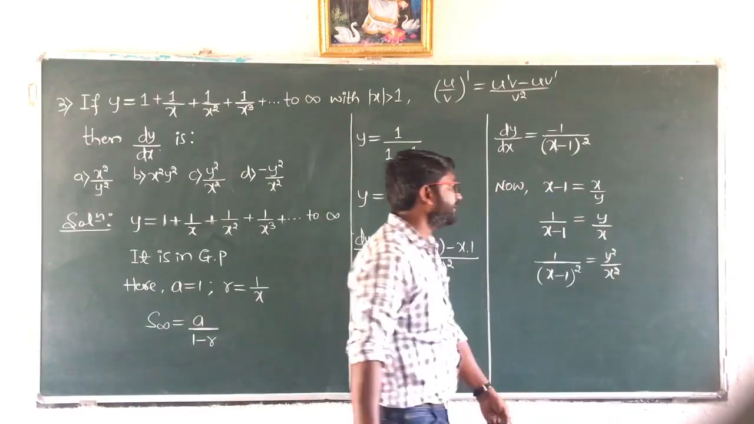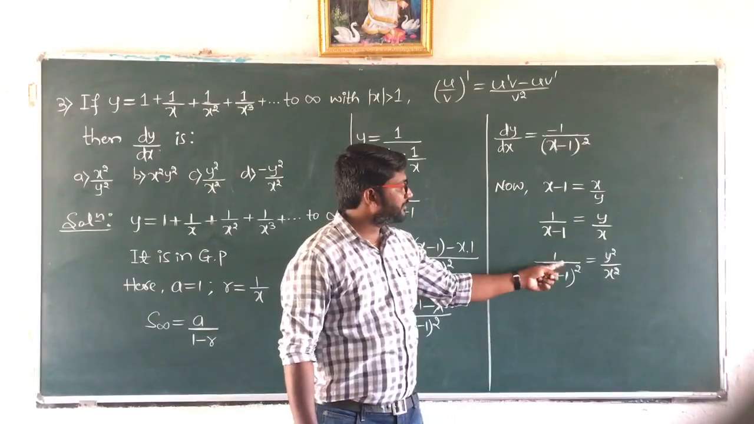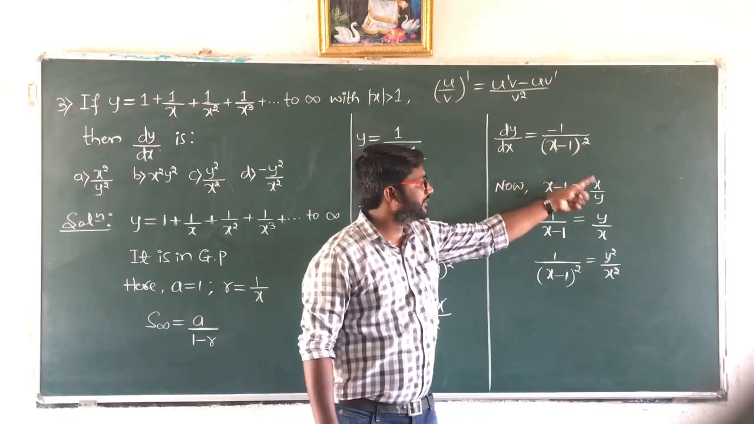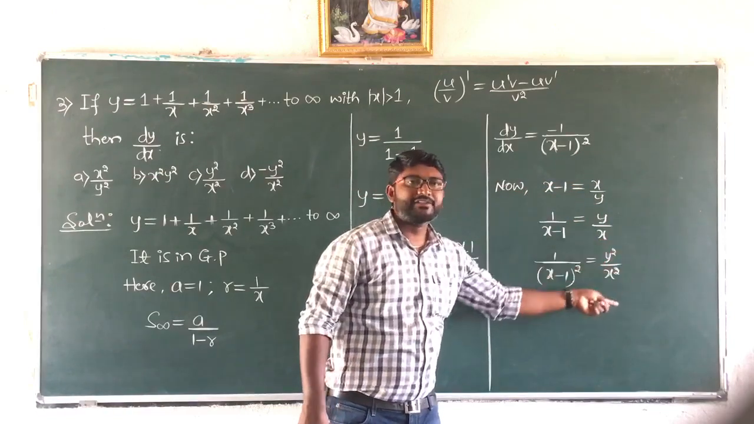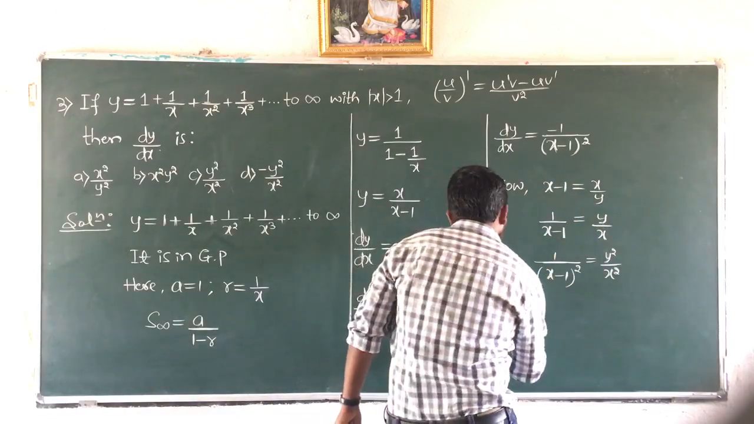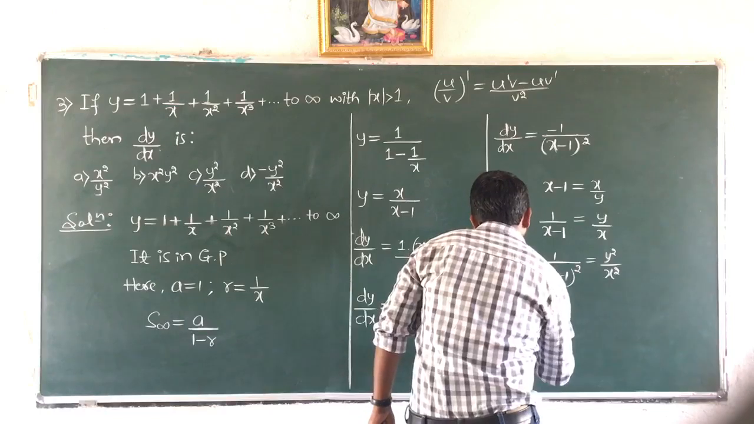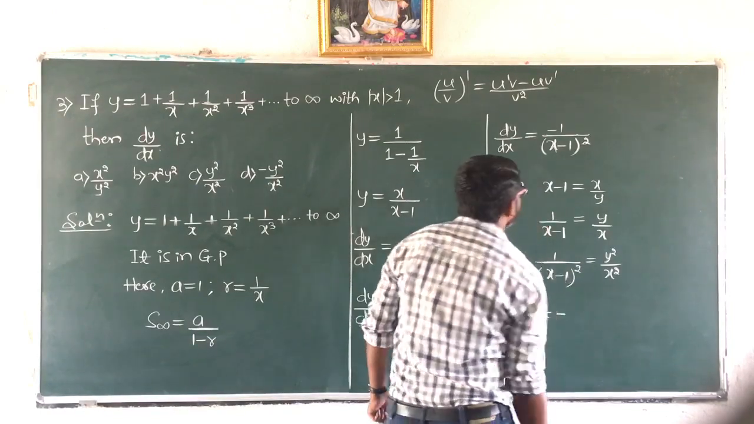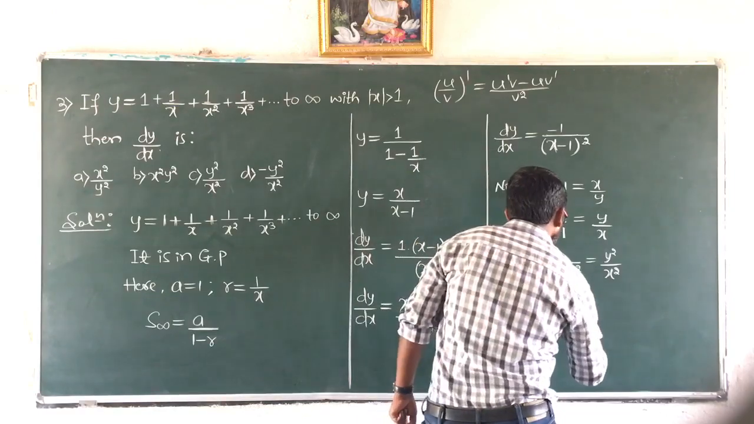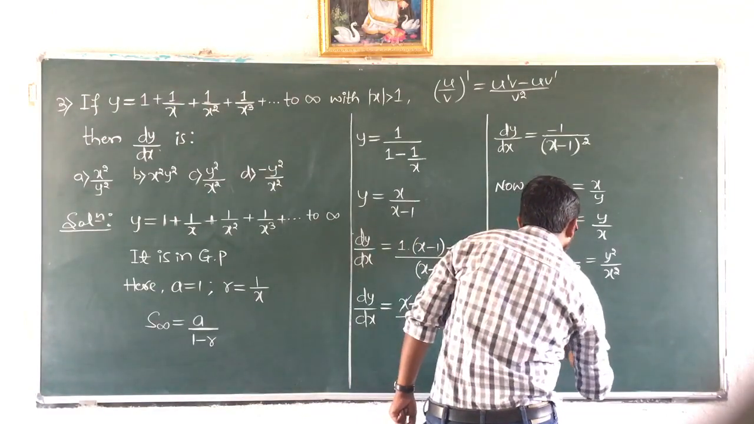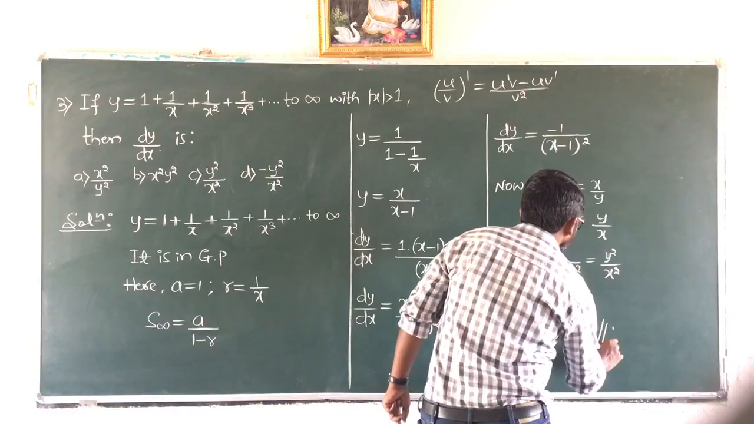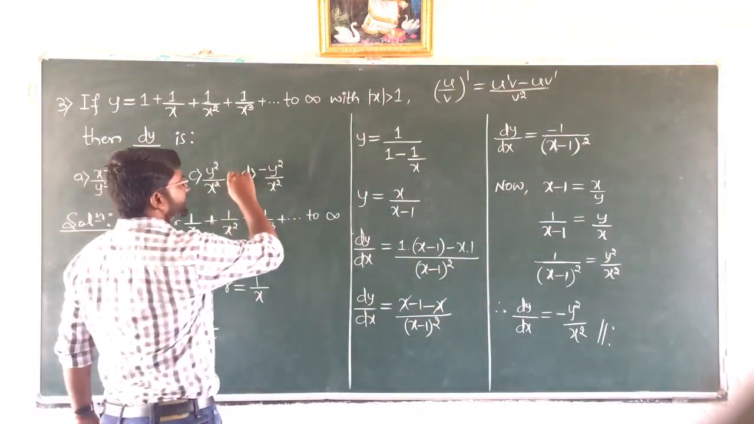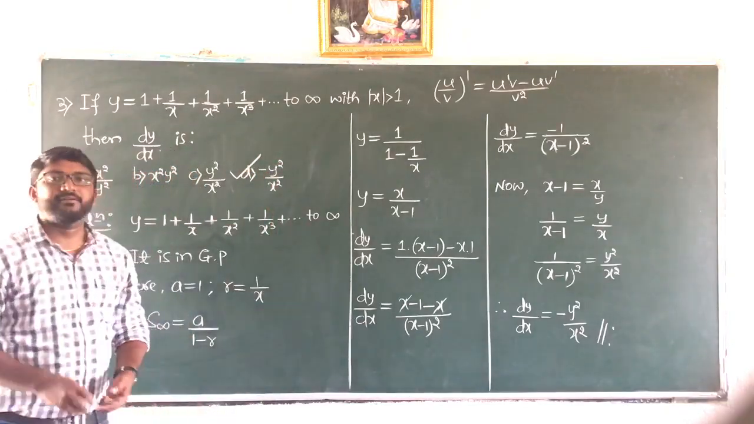Y square divided by x square. So now see here, 1 divided by x minus 1 the whole square can be replaced by y square by x square. Therefore dy by dx, which is equal to minus 1, I write it as it is. Then it is y square divided by x square. So this is the final answer now. So which is the right answer now? It is option D, minus y square divided by x square.